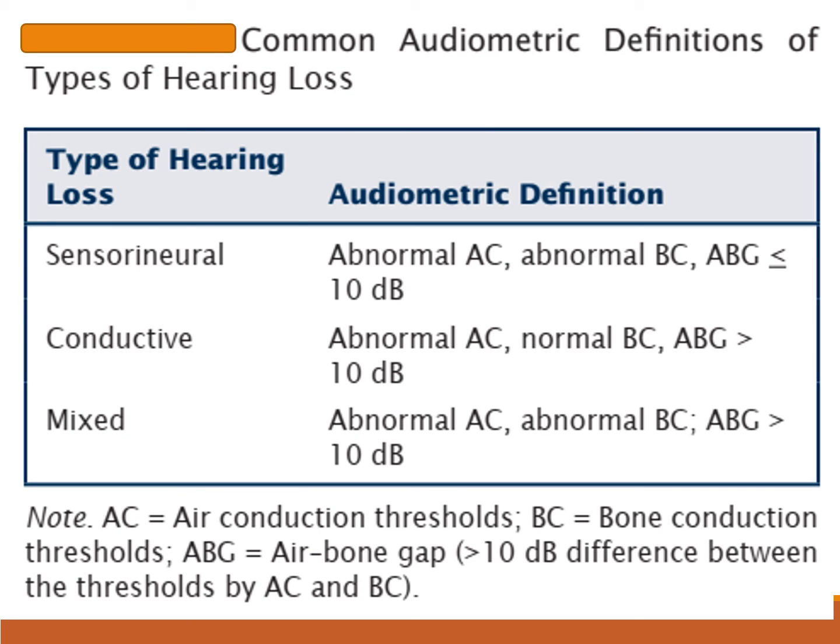Common audiometric definitions of types of hearing loss: sensorineural, conductive, and mixed. In sensorineural, abnormal AC, abnormal BC, ABG is less than 10 decibel. Conductive: abnormal AC, normal BC, and ABG more than 10 decibel. Mixed: abnormal AC, abnormal BC, ABG more than 10 decibel.